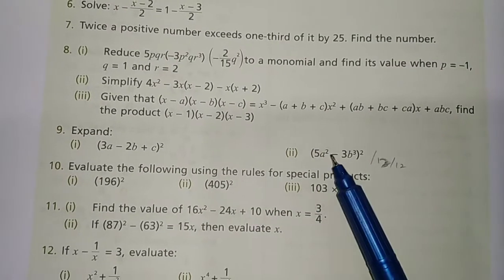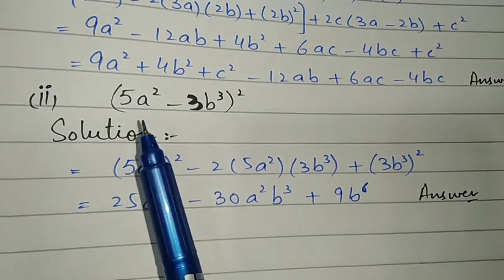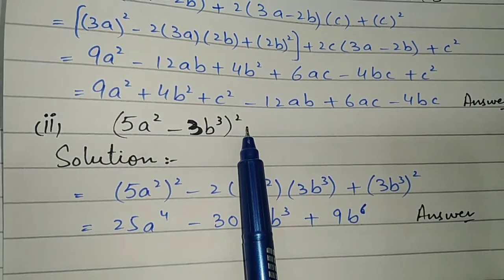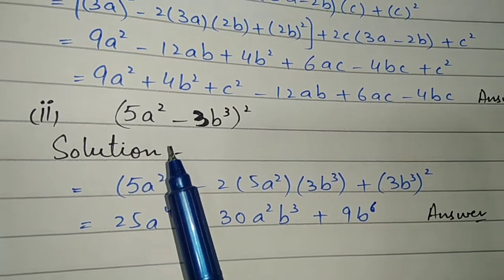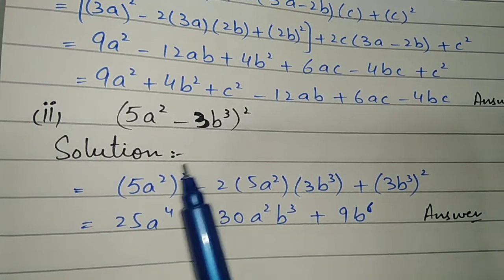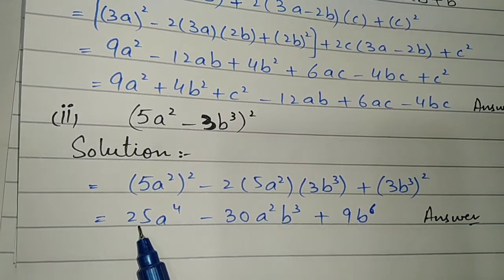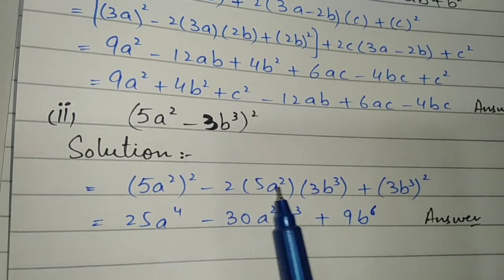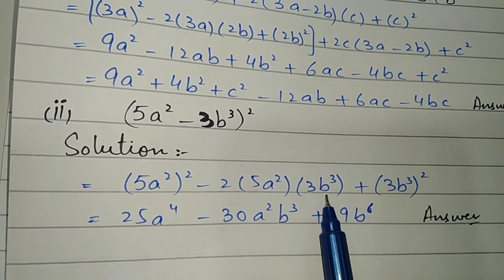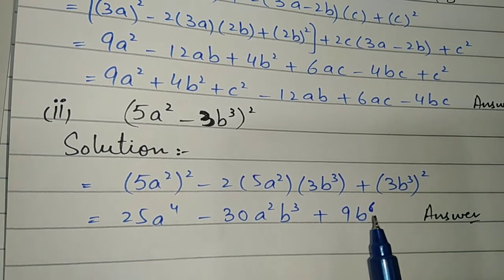Second part is 5a square minus 3b cube whole square. So a minus b whole square, a square plus b square minus 2, according to the formula, the first number in the first bracket and the last one in the second bracket. 5 square 25, a square square, that is a power 4, negative 2 5 is 10, 10 3 is 30, 30 a square b cube plus 3 square is 9 and b power 3 square is b 6.